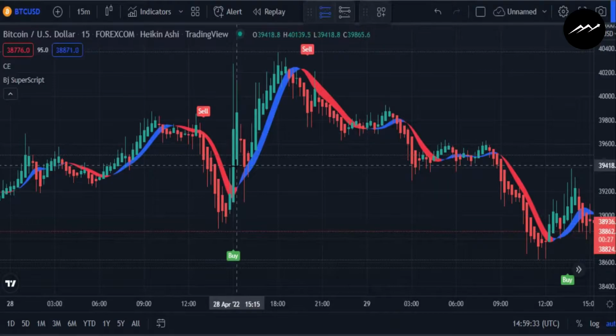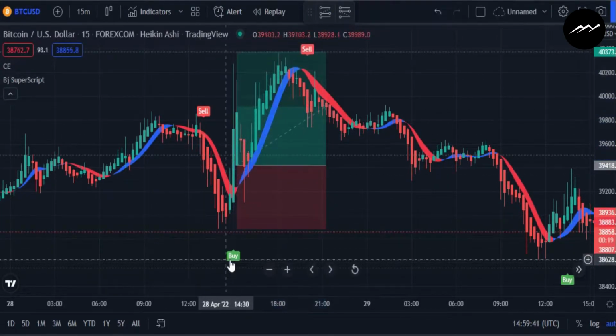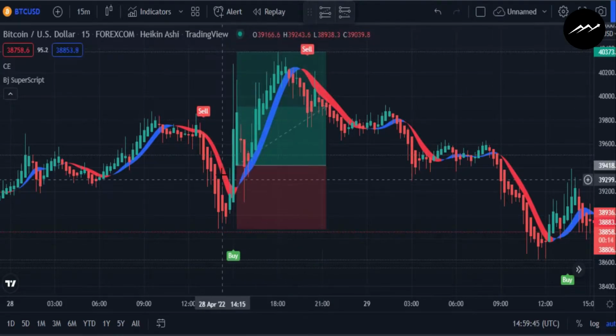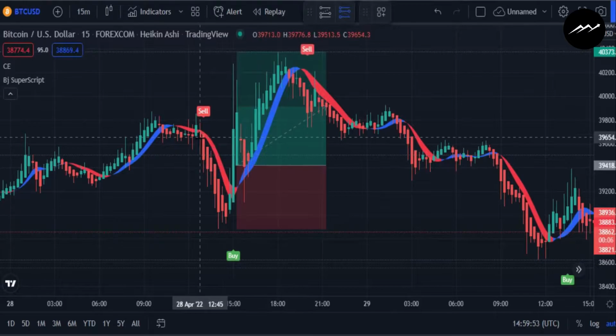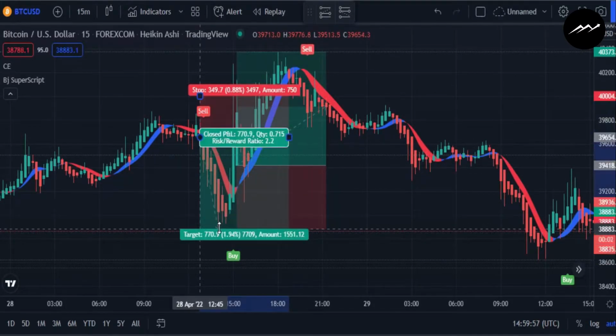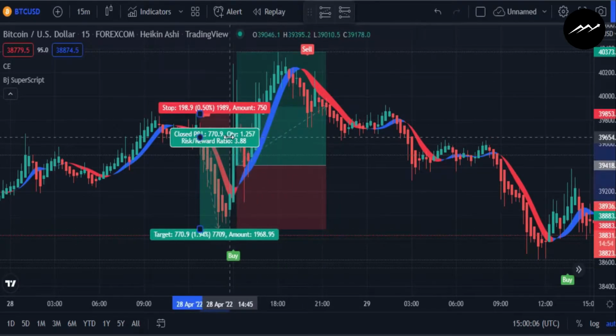We have now created two conditions for entering the trade on the chart. To enter a buy trade, we enter when the first indicator gives us a buy signal and the second indicator changes from red to blue. To enter a sell trade, we enter when the first indicator gives us a sell signal and the second indicator changes from blue to red.